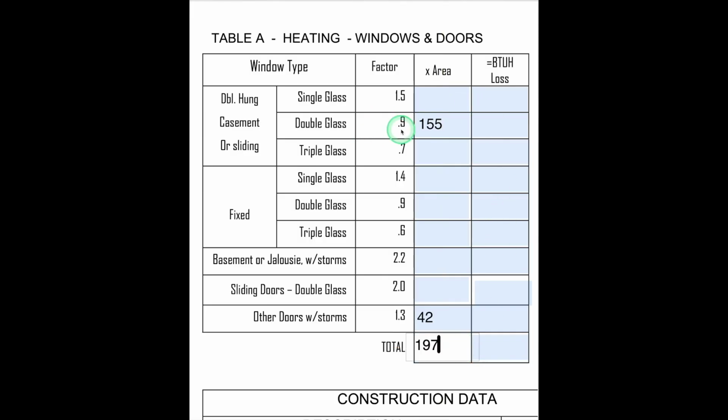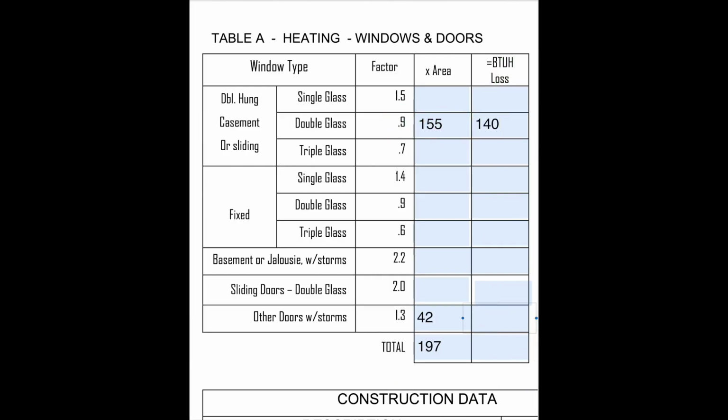So how do we calculate the total BTU loss? The double glass on a double hung casement window loses about 0.9 BTUs for every square foot. And so we calculated all the windows' square feet and we added it all together. So we go 0.9 BTUs times 155 square feet, which gives us roughly 140 BTUs an hour of loss out those windows. What about the doors?